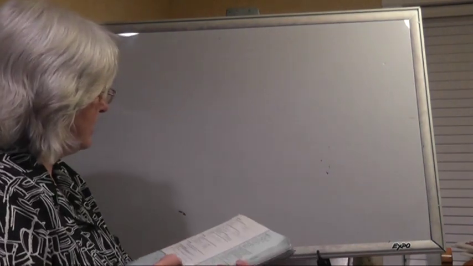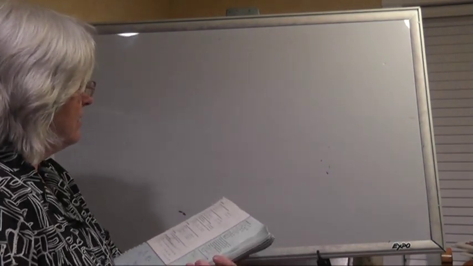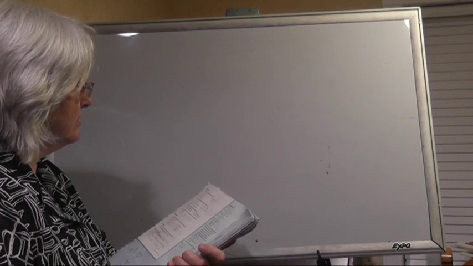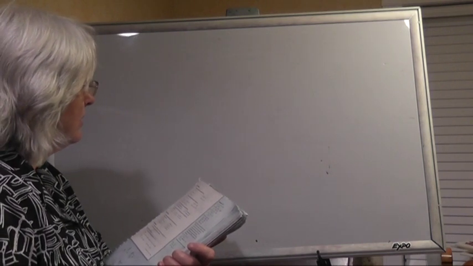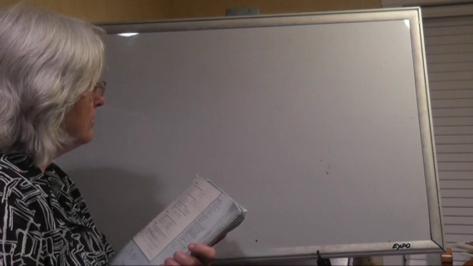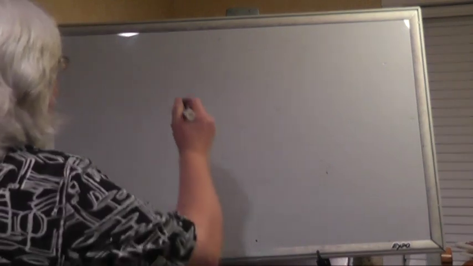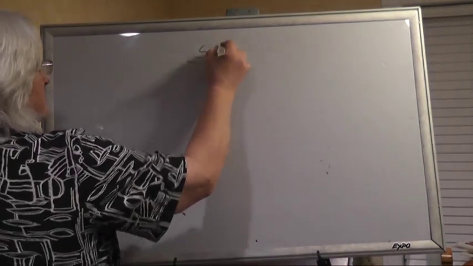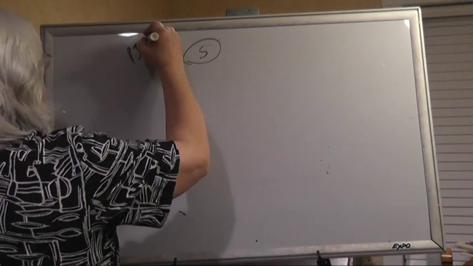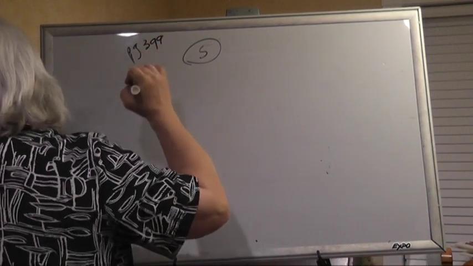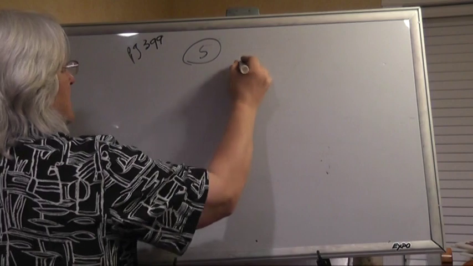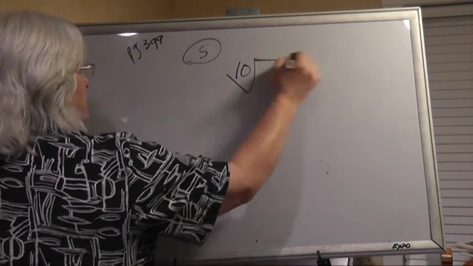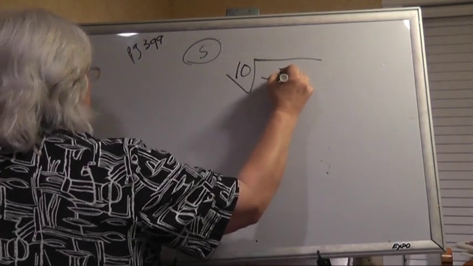10.1 on page 399. Okay, change each radical to exponential form. Let's go ahead and do number 5. This is on page 399. Number 5 says the 10th root of 7 cubed x y to the 4th.